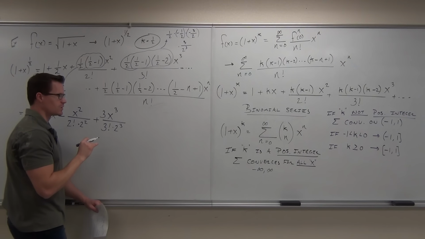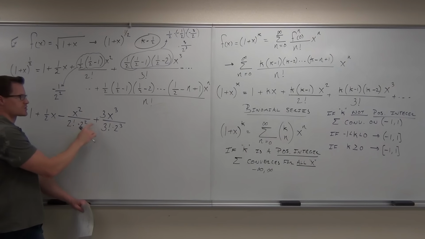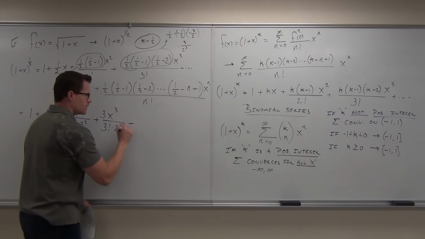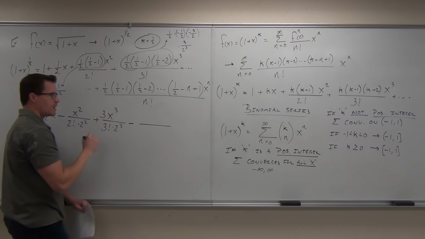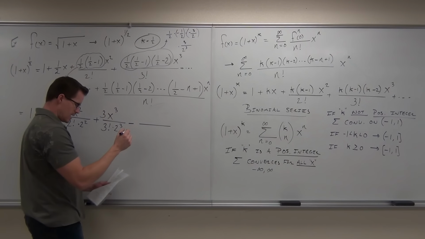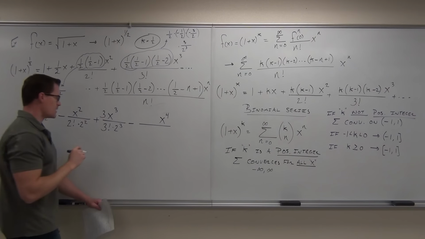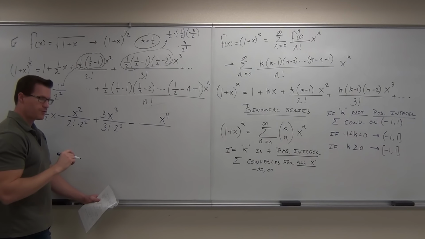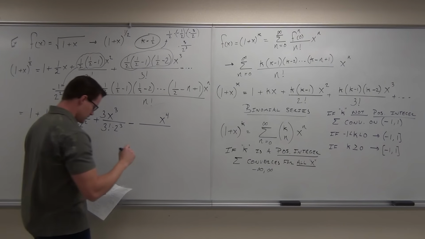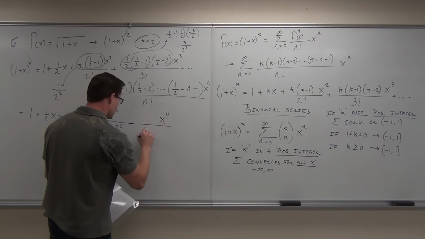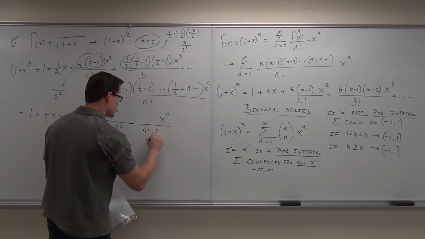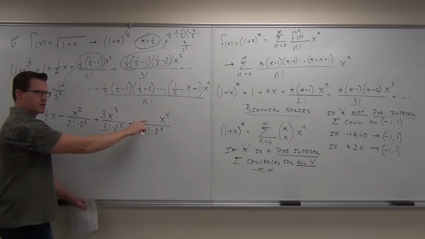Let's see about the next one. Do you suppose the next one's going to be positive or negative? Negative. Okay. On the numerator, do you understand I'm going to have an x to the fourth? Yes. Do you understand that I'm going to have a 4 factorial somewhere? Yes. Okay. Do you understand I'm going to get a 2 to the fourth? Yeah.